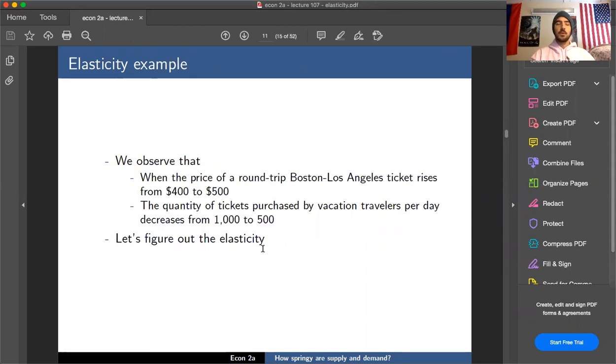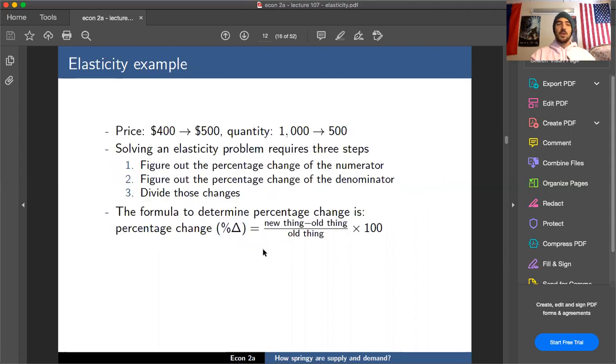So I'm going to be going over the calculation for the vacationers. When the price of a round trip from Boston to LA rises from $400 to $500, the quantity of tickets purchased by vacationers decreases from 1,000 to 500. So calculate elasticity. In order to calculate elasticity, you need to determine the percent change, and this is the formula for percent change. I don't know if you guys are going to want to write that down or not. You don't have to. But for the sake of just showing you guys, I'm going to zoom ahead.